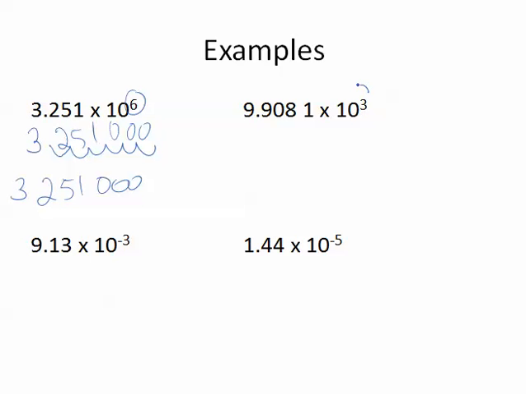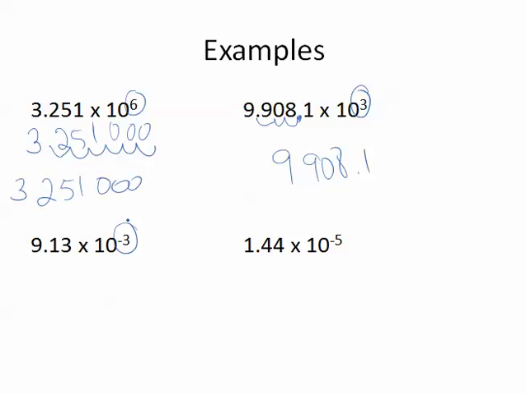Again, I have a positive exponent, which means my number needs to get larger. Therefore, I'll be moving my decimal to the right, and I will be moving it to the right 3 places. So I would move it 1, 2, 3 places, and this is where my decimal will now be placed, leaving me with the answer of 9,908.1.